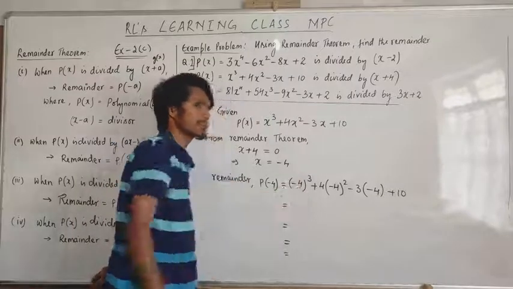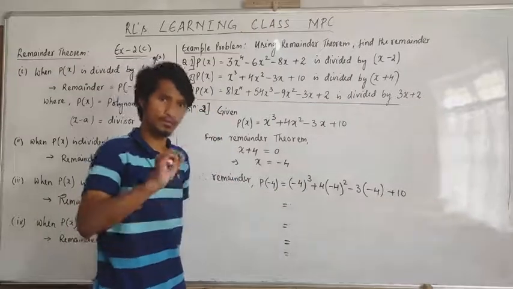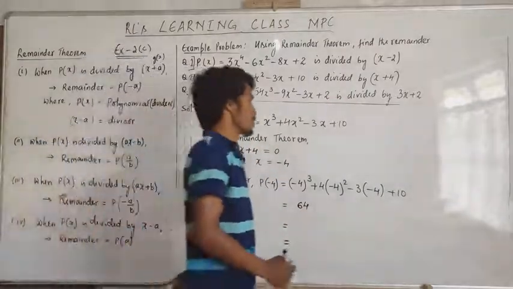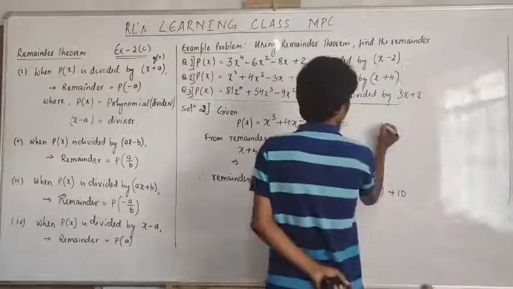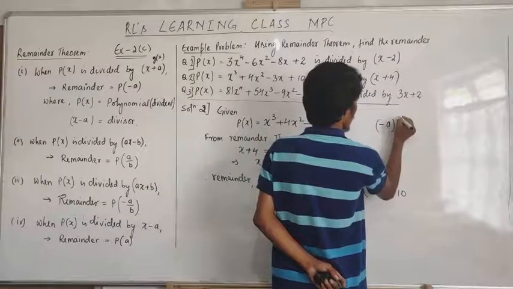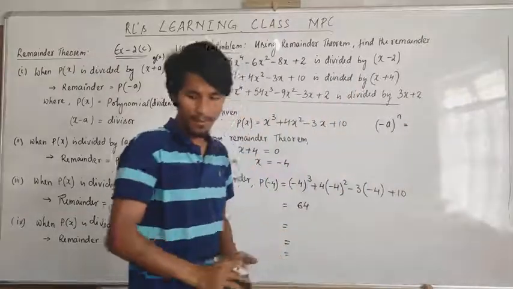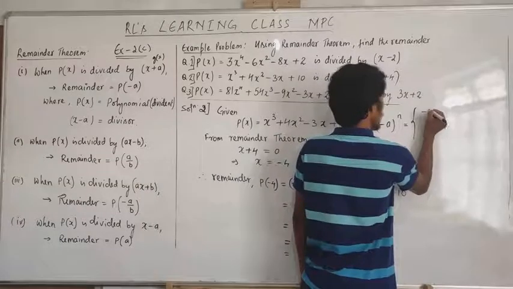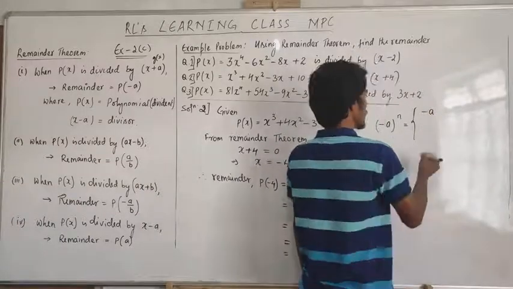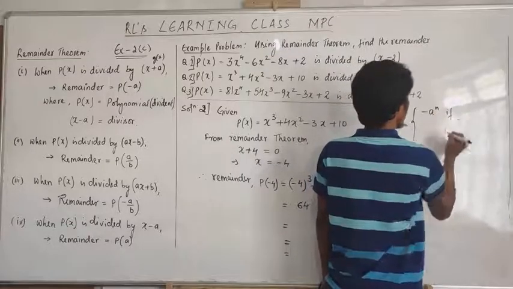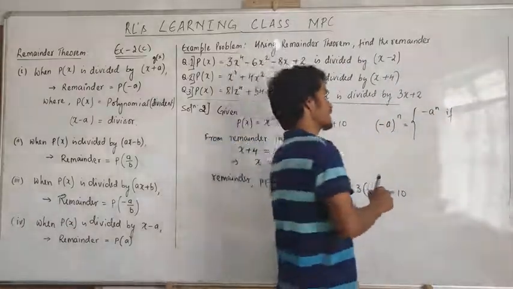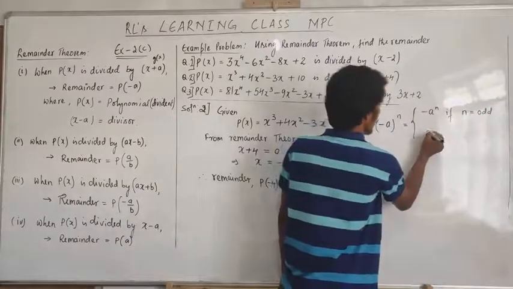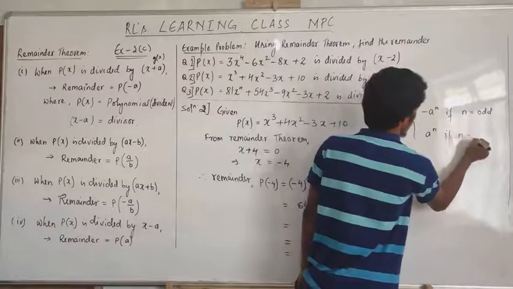Now 4 to the power 3 will be how much? 4 fours are 16, 16 into 4 will be 64. Now 64, and where is the minus? Will the minus disappear or not? No. Now remember here: minus a to the power n is equal to minus a to the power n if n is an odd number, and a to the power n if n is an even number.